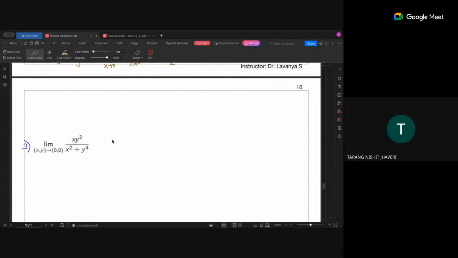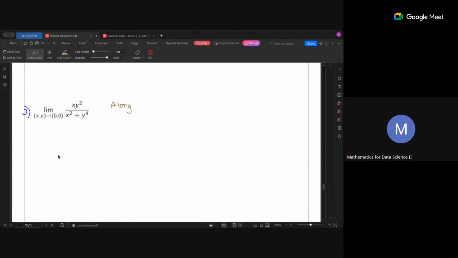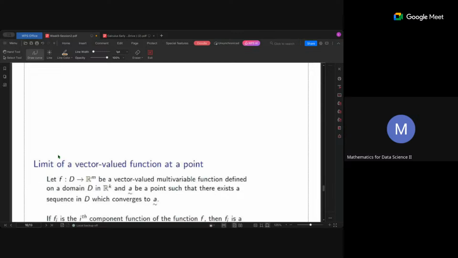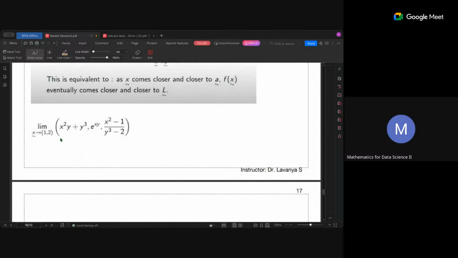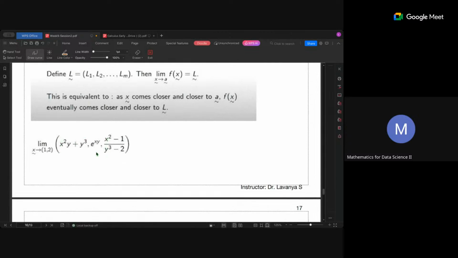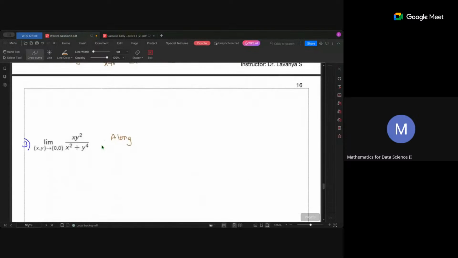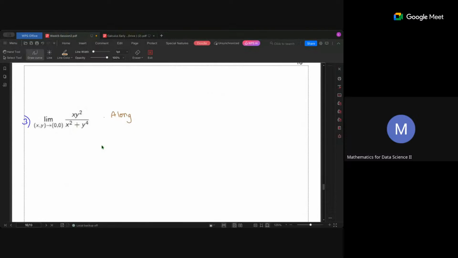Ma'am, all the curves should pass through 0, 0 only. See, usually the limit is as x comma y goes to 0, 0. Sometimes 1, 1 or some other different points are also asked. I guess you can see such questions in PYQ sessions. I will tell the TAs to particularly solve problems where it is not 0, 0. I did not cover it here, but anyway, I will tell the TAs to cover such limits also.